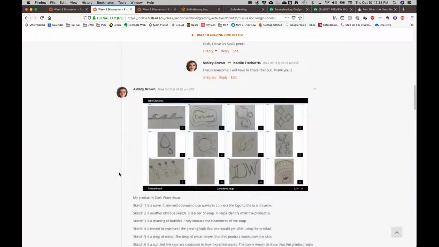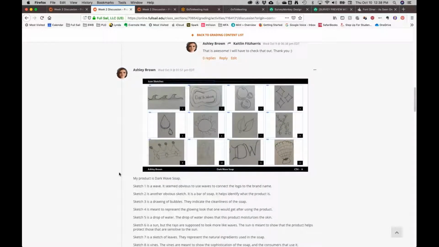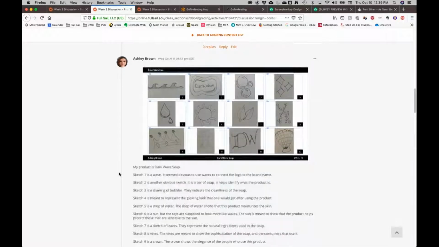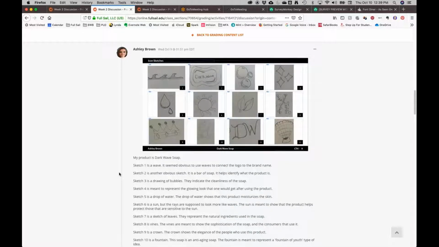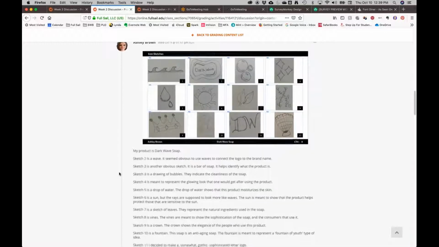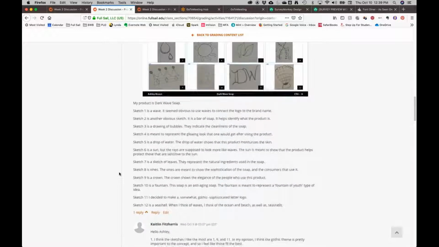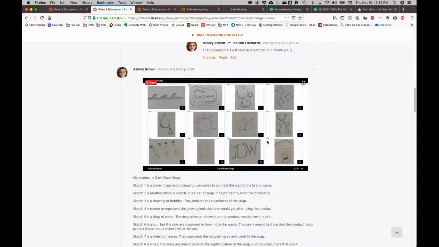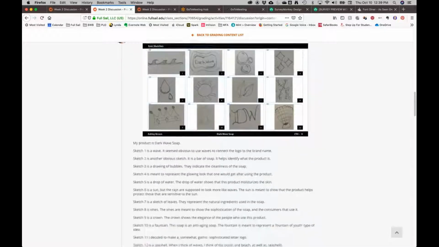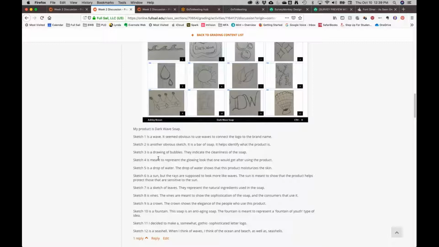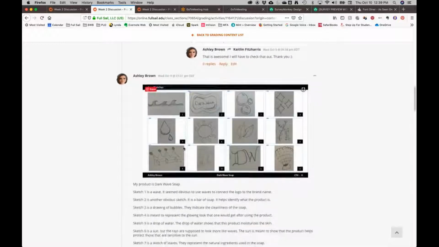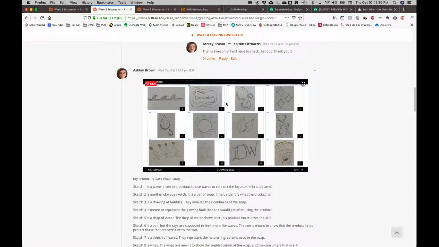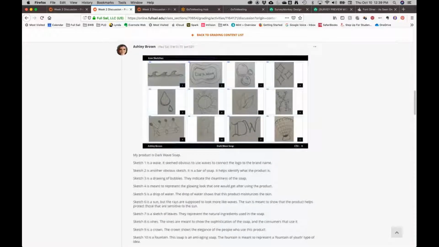All right, let's see. Ashley, dark wave soap. Now this is soap that is sort of gothy and a little dark for children of the night. I don't really see any of that coming through here. The crown is interesting. Don't do waves. Don't do a bar of soap. All these images sort of just feel generic. They don't really feel related to the keywords of dark wave soap.